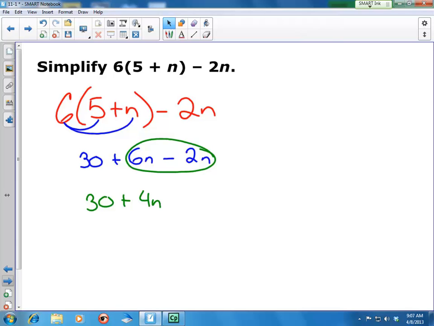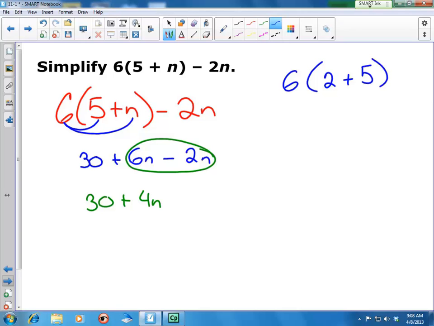Now, a little refresher again on the distributive property with this parentheses. This works on anything. I mean, if I were to say, oh, I don't know, 6 parentheses 2 plus 5. Well, what is 2 plus 5? What's 7 times 6? 42, that's right. But if I were to do my distributive property and did 6 times 2, that gives us 12, and then 6 times 5 is 30. Well, what is 12 plus 30? 42. It's the same thing.